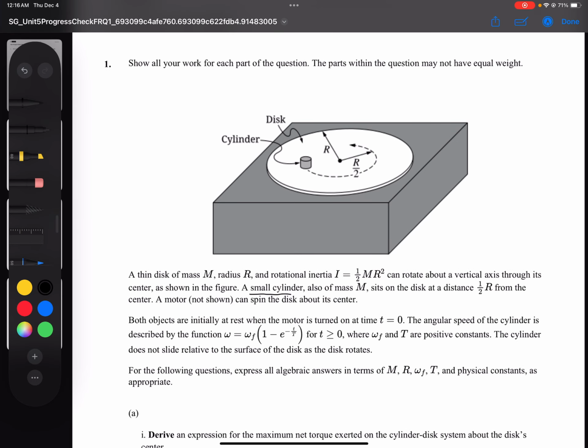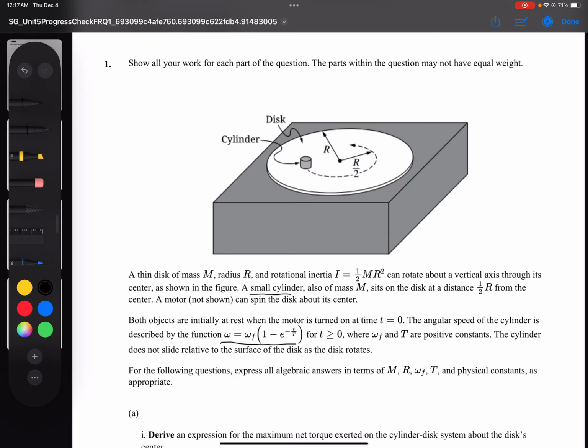And we have here a function that describes the angular velocity of the system. Before I even get to the first part of the problem, I want to talk about what this function means, just to make sure we understand it. So what this is saying is that as time goes on, we have this decaying exponential term, and we're going to notice that the angular velocity is going to approach omega f. All right. So when you look at this kind of function, just think about, what happens when t equals 0, and what happens when t approaches infinity?